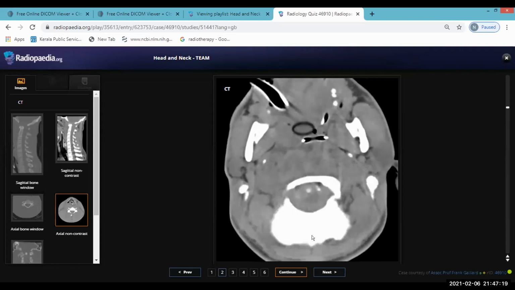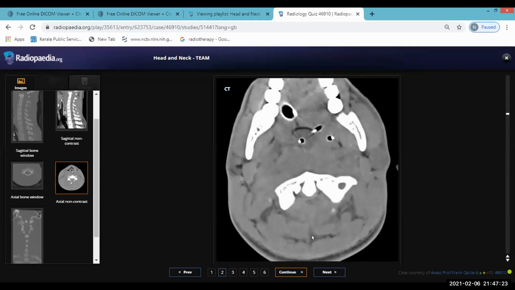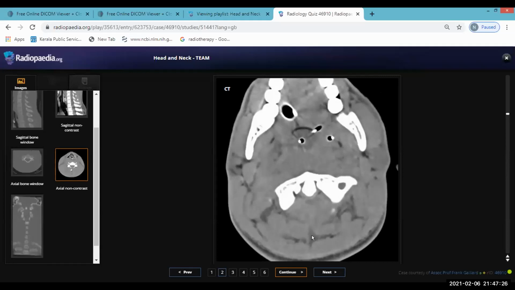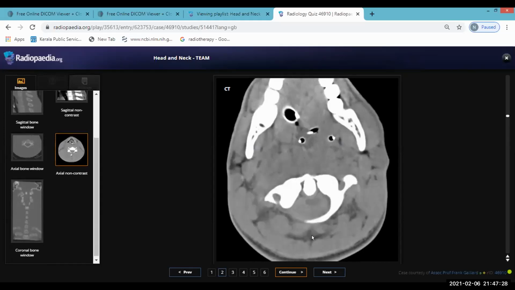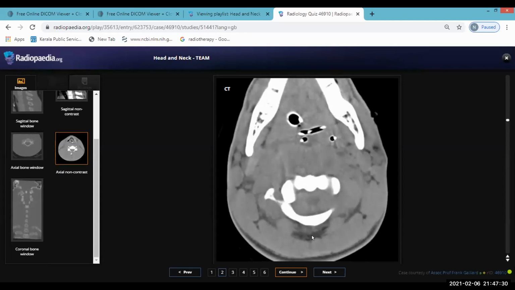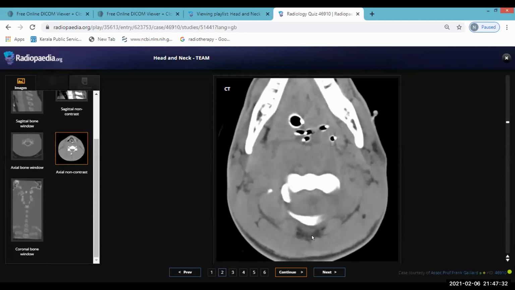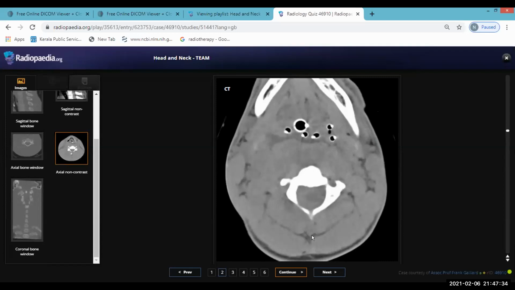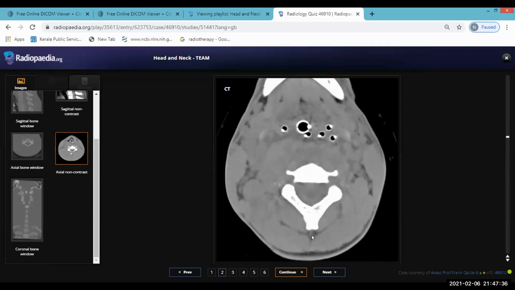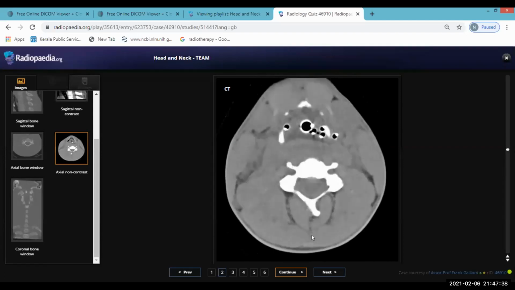So in terms of the history of the RTA, it might be a pharyngeal or prevertebral hematoma that might have caused its widening. However, I am not able to find any fracture in the visualized bones.